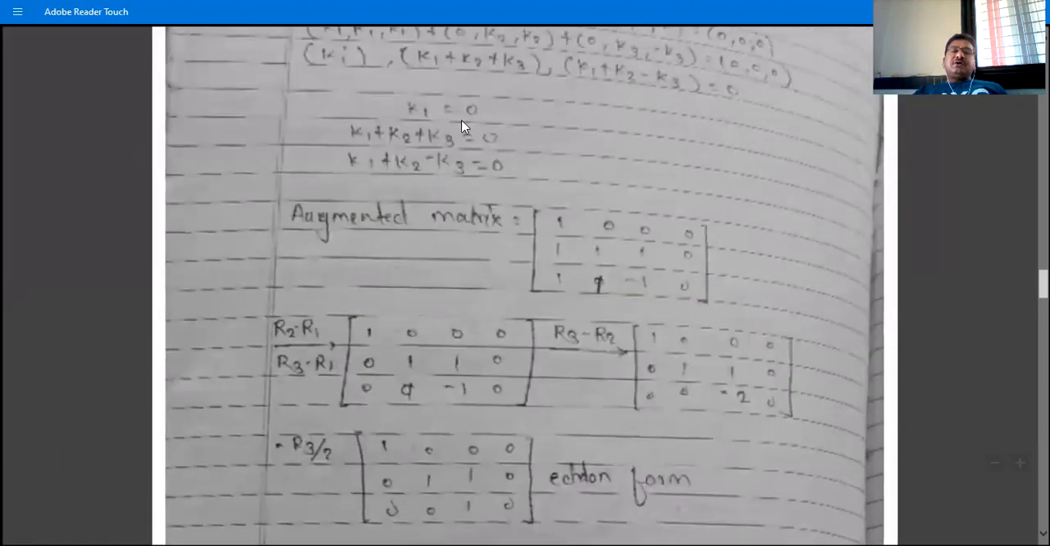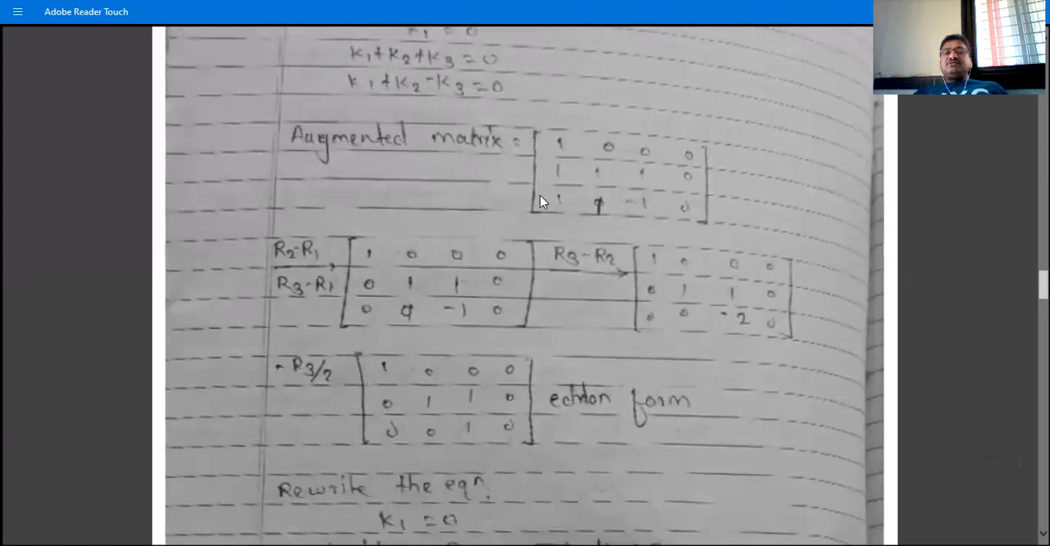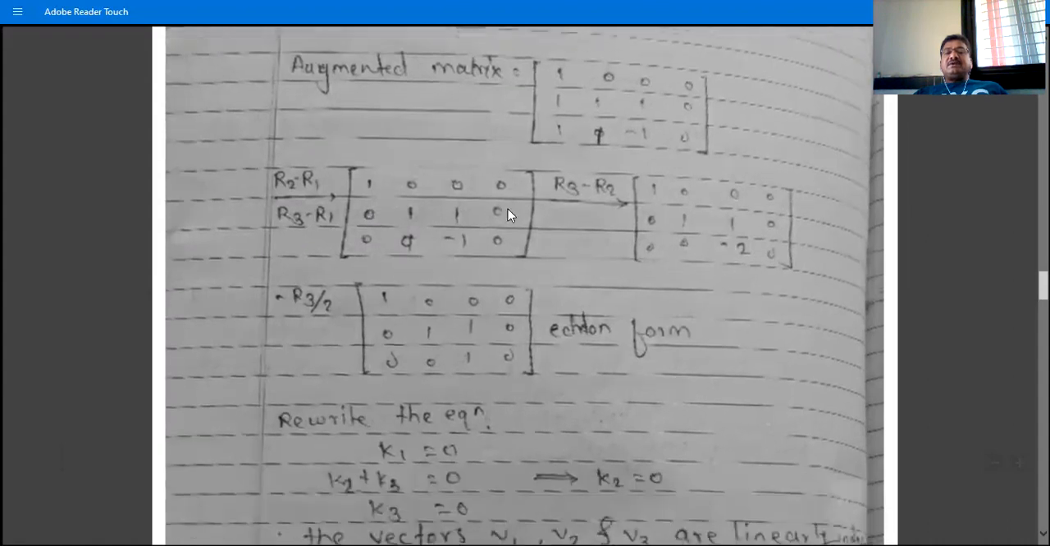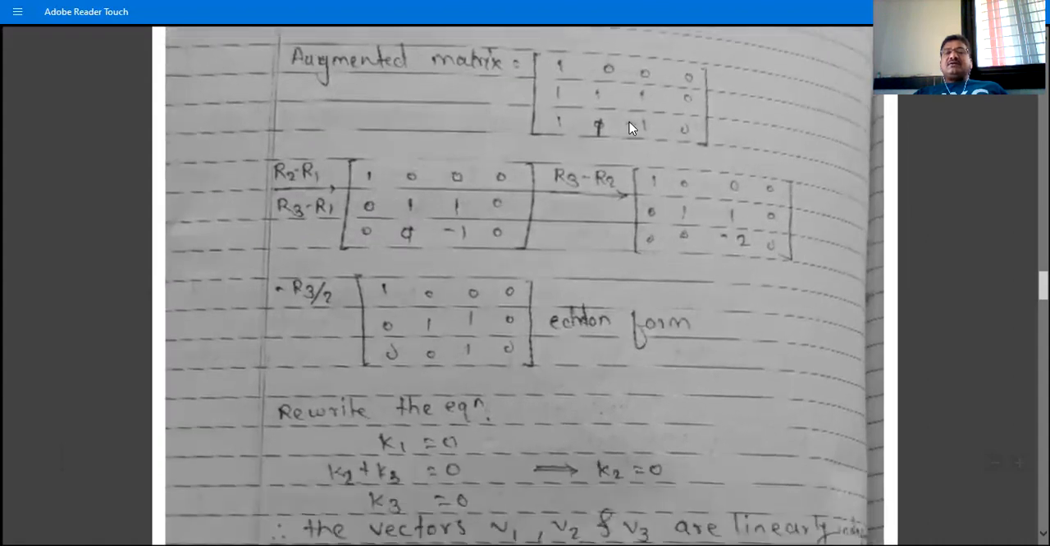So now we have to solve this system. Again, we have to use the Gauss elimination method. So write the augmented matrix. The coefficient of K1 is 1, coefficient of K2 is 0, coefficient of K3 is 0, equal to 0. Then 1, 1, 1, 0, and 1, 1, minus 1, 0. Now we have to reduce this matrix to echelon form. So reduce these two elements to 0. So R2 minus R1, R3 minus R1. First row as it is, second row: 1 minus 0 is 1, 1 minus 0 is 1, 0 minus 0 is 0. So we have this third row.